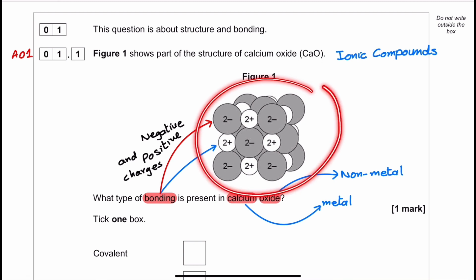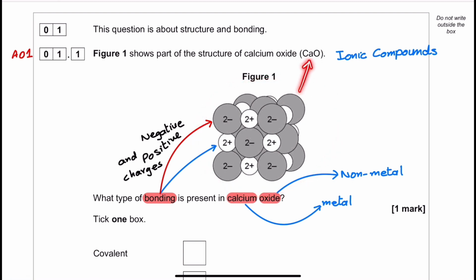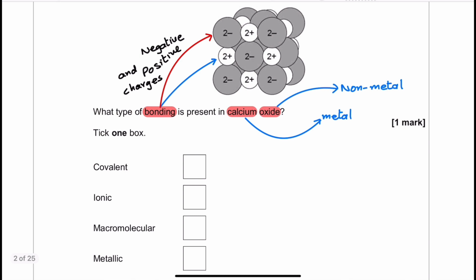So this structure is actually the structure of calcium oxide. What type of bonding is present in calcium oxide? Calcium is a metal and oxygen is a non-metal. Calcium, Ca, belongs to group number 2, whereas oxygen belongs to group number 6. Calcium is a metal and oxygen is a non-metal.